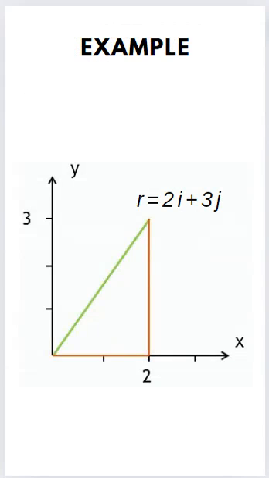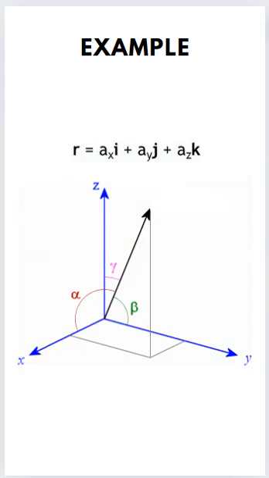As an example, take R as a vector. Its component along the x-axis is 2 and along the y-axis is 3. Then vector R is 2i plus 3j. The same concept can be extended in 3D space. Get the component of the vector along each axis and use the standard equation of the vector.